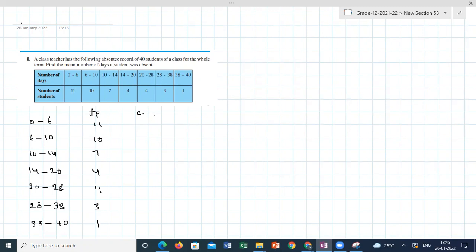So the class marks are 3, 8, 24 by 2, 16 by 2, 6 by 2, 34 by 2, 17, 48, 24, 33, 39. Is the class mark correct, students? Check.